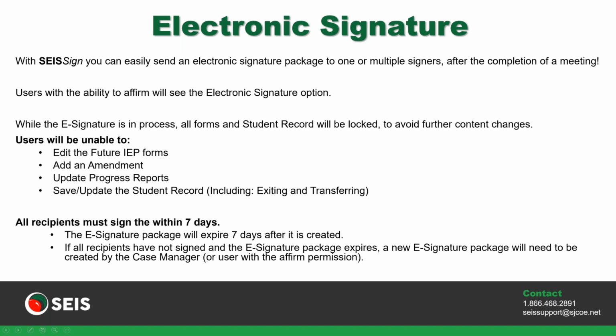Now that process time is only 7 days. So the signatures have to be obtained within 7 days or the package will expire. And then the case manager or whoever created the electronic signature package will just have to create a new one, because we definitely don't want them pending for 30 days or months at a time.